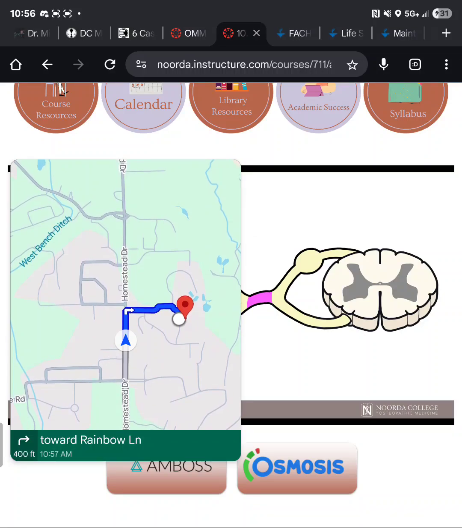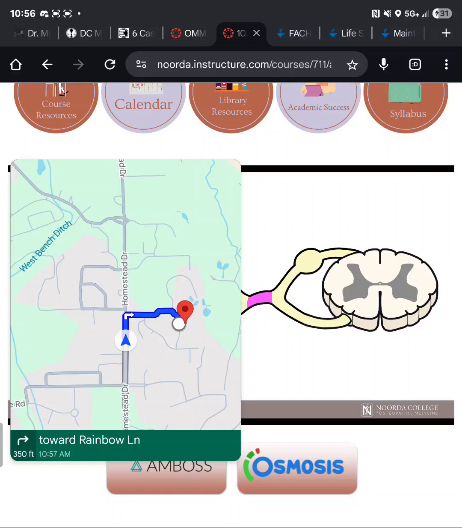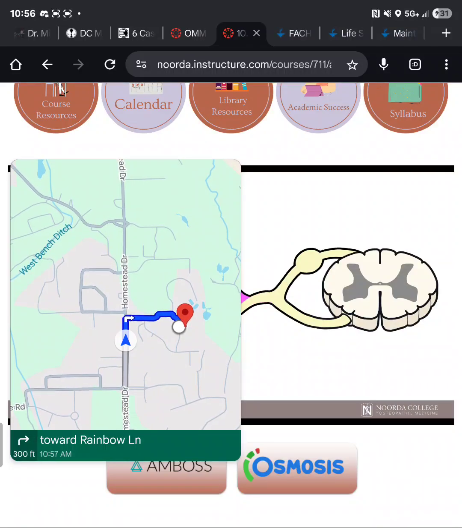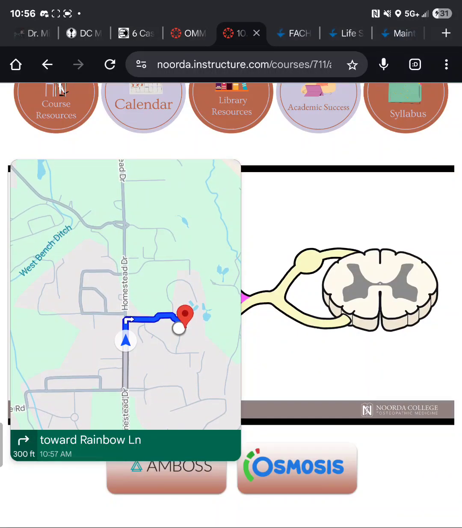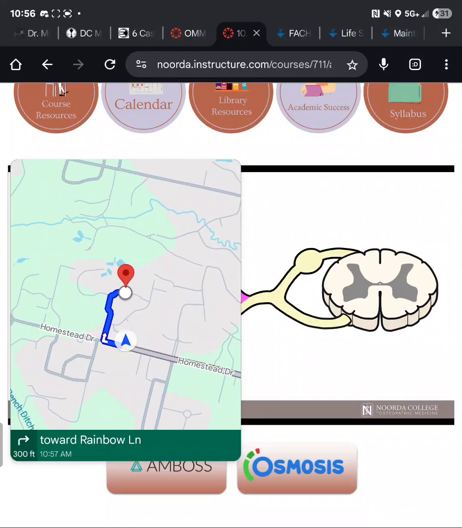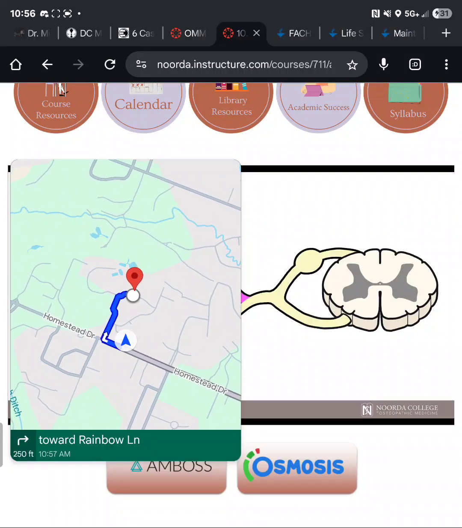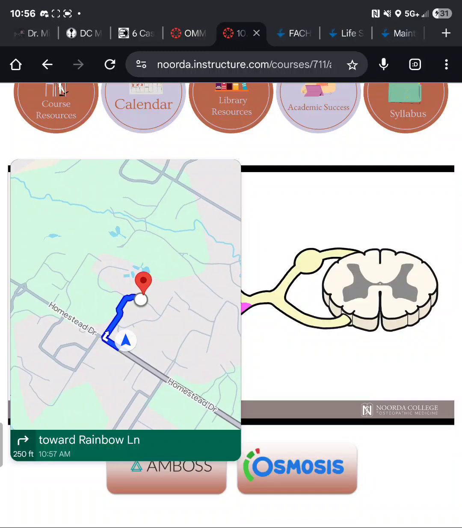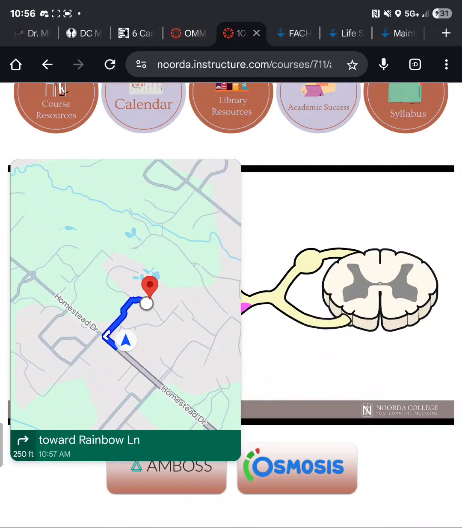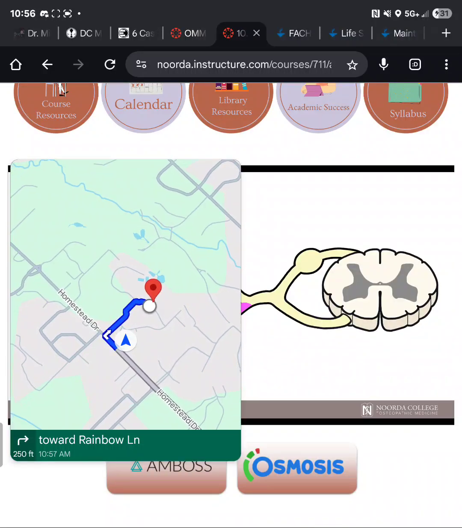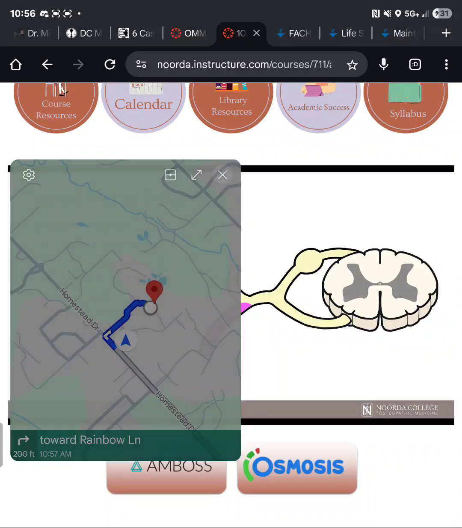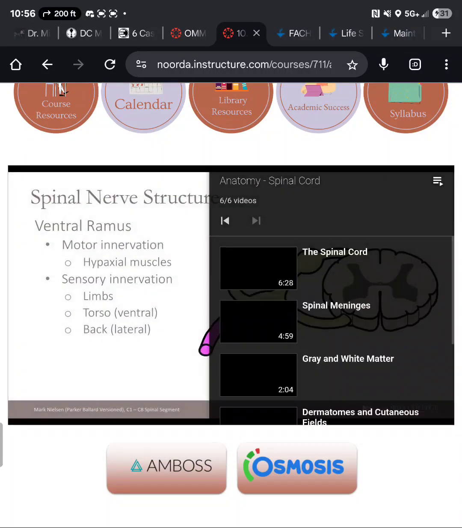And pretty quickly, we can see that the spinal nerve trunk splits into a dorsal ramus and a ventral ramus. And so looking at the dorsal ramus, that is going to do motor innervation to the epaxial or the true back muscles, as well as sensory innervation to the medial back. And then the ventral ramus is going to do motor innervation for hypaxial muscles that develop from the hypomere. And it will also do sensory innervation to the limbs, the ventral torso, and then like the lateral part of the back as well.